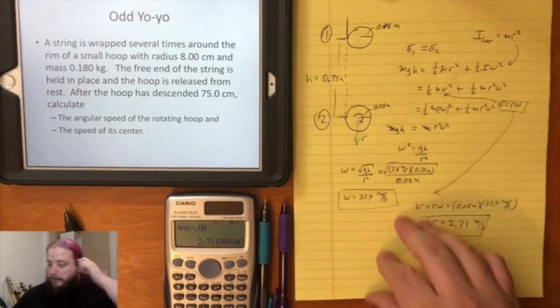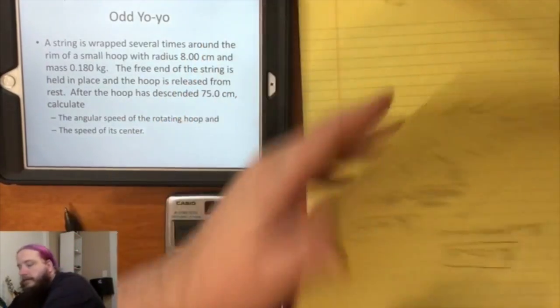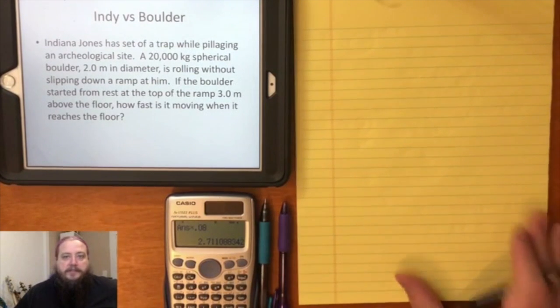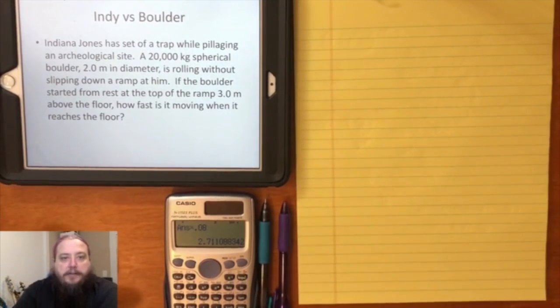And we'll do one further one here. It says, Indiana Jones has set off a trap while pillaging an archaeological site. A 20,000 kilogram spherical boulder 2 meters in diameter is rolling without slipping down a ramp at him. If the boulder started from rest at the top of the ramp 3 meters above the floor, how fast is it moving when it reaches the floor?